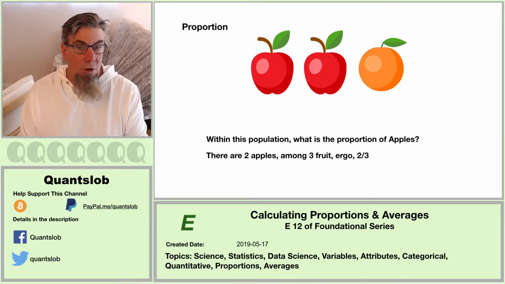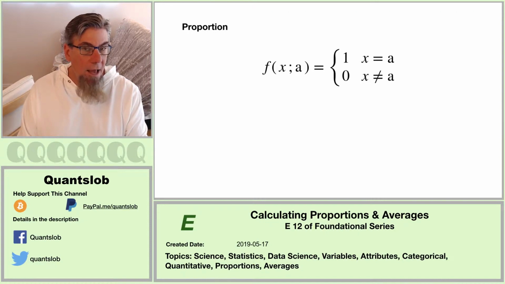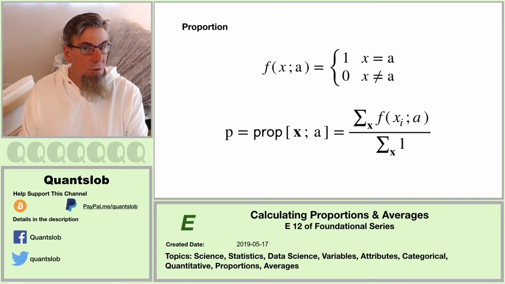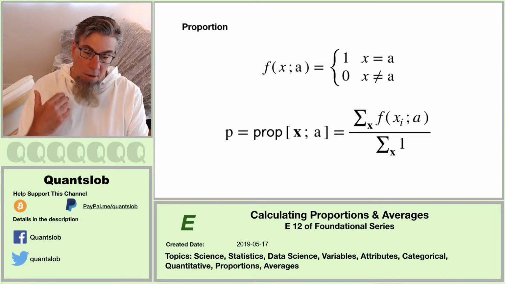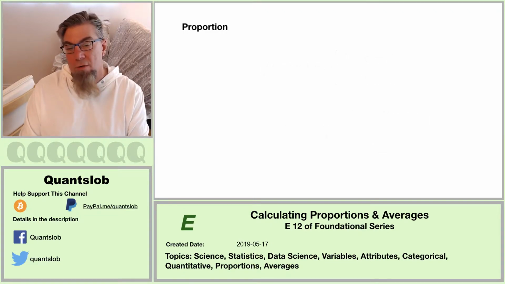What we're going to do is introduce a little bit of formality here. We're going to start by fashioning a type of indicator function. We call this function f. This function takes 2 inputs, x and a. If x equals a, the function is going to return a value of 1. Otherwise, it's going to return a value of 0. And our proportion then ultimately is going to be equal to the number of times x equals a divided by the total number of elements.